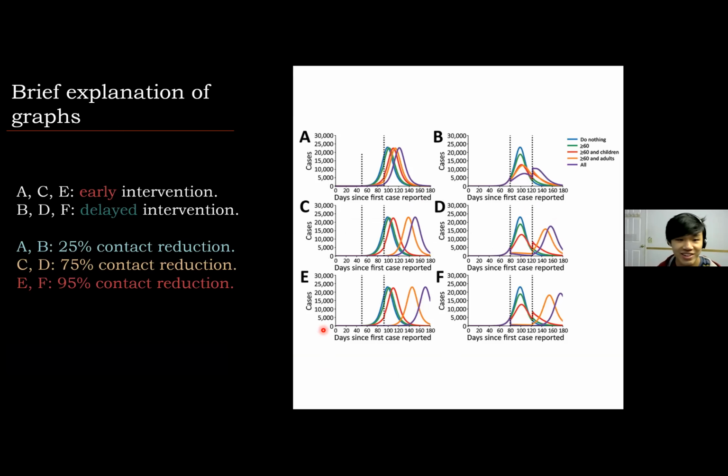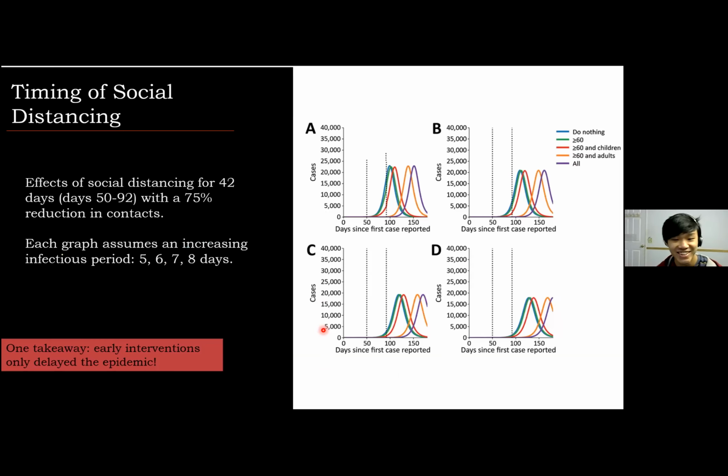An important thing to note is that this study doesn't include any of the other interventions like I mentioned. So when they say the social distancing period ends, they're assuming that contacts will go back completely to normal as they were before the social distancing was enacted. Okay, next slide.